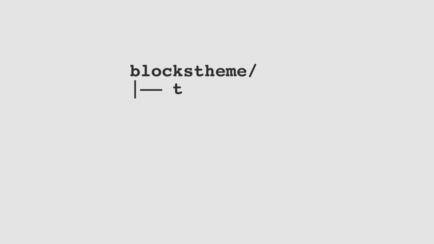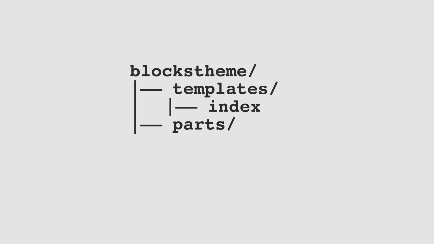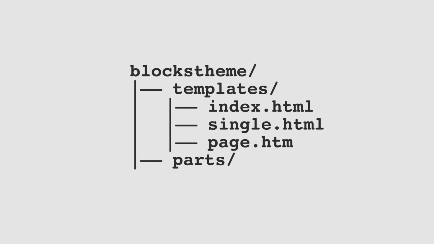So first up, the structure. Block themes need a templates folder and a parts folder. Your templates are the HTML files: index, single, page, etc. And your parts are things like the header HTML and the footer. This is all simple enough, right?